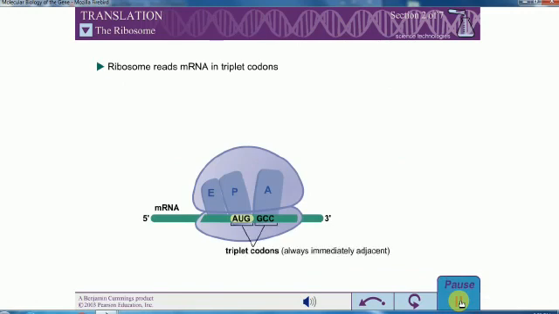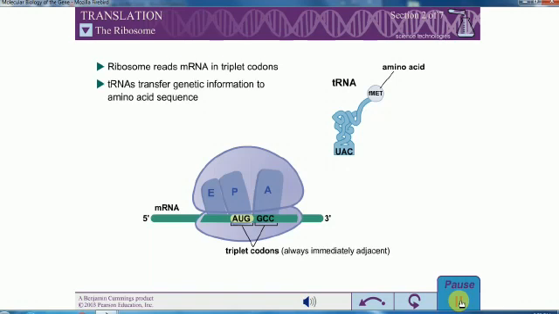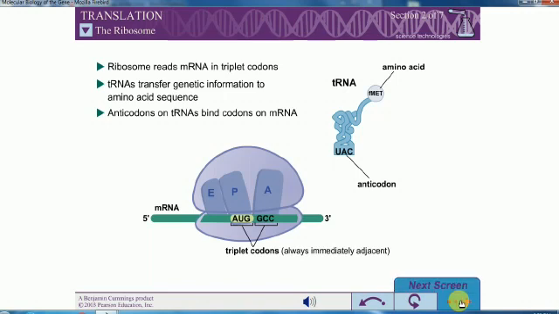The ribosome reads the mRNA 3 bases at a time. Note that, while spaces have been added to aid in visualization, these triplet codons are immediately adjacent to one another on the mRNA. The triplet codons are matched within the ribosome to specialized RNA molecules that carry amino acids. These amino acid carrying RNAs are called transfer RNAs, or tRNAs, for they are adapter molecules that transfer genetic information to amino acid sequence. tRNAs contain anticodons that are complementary to, and thus bind, the codons on the mRNA.